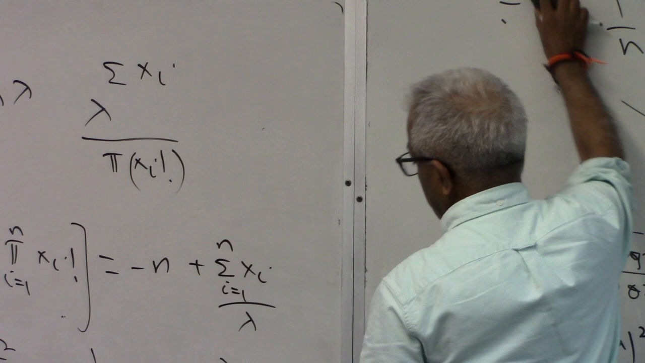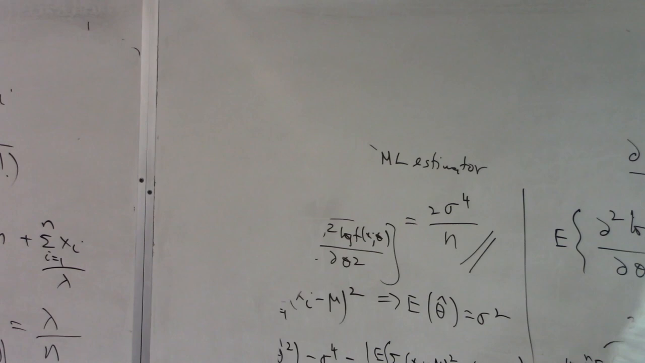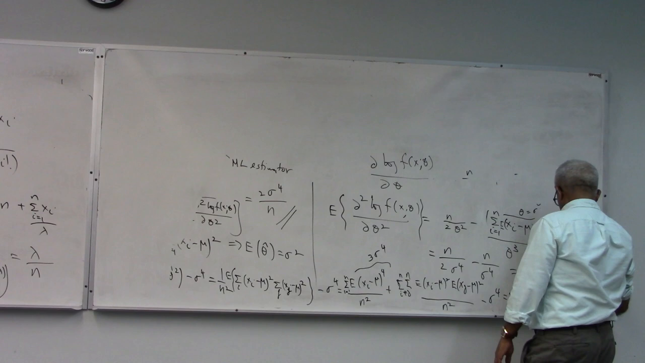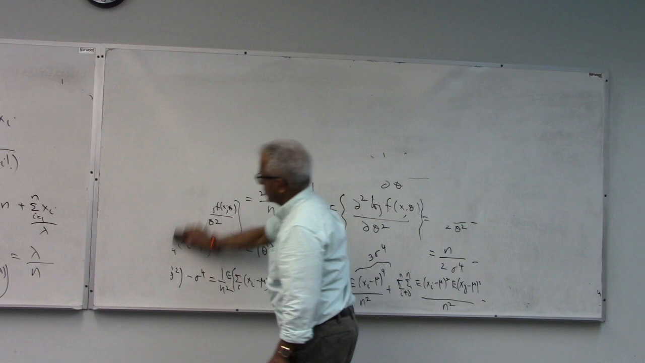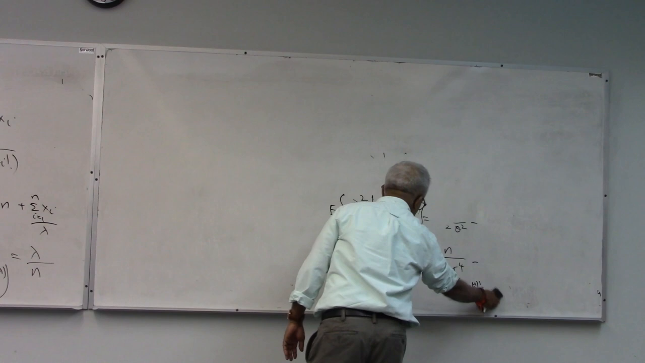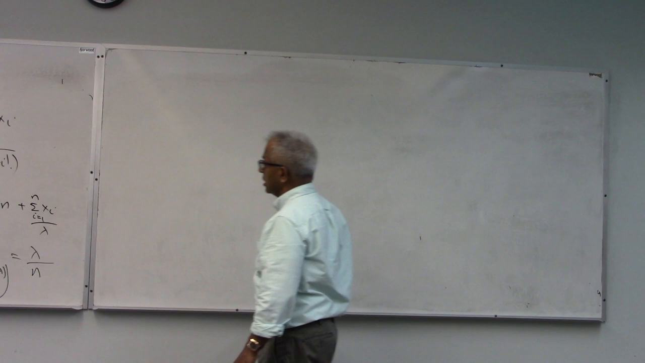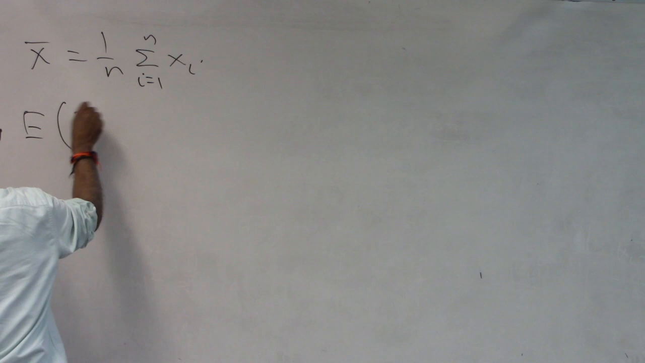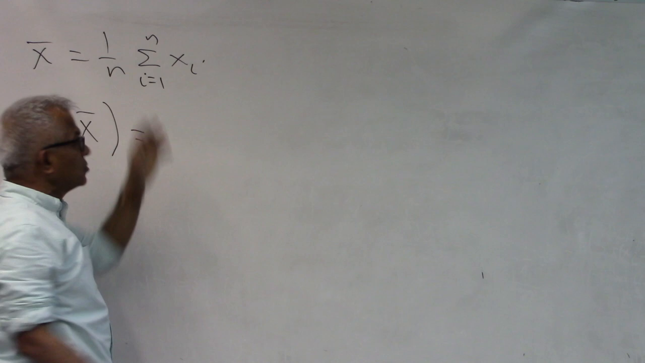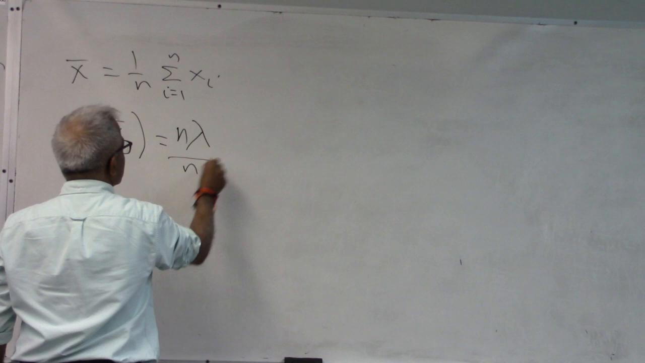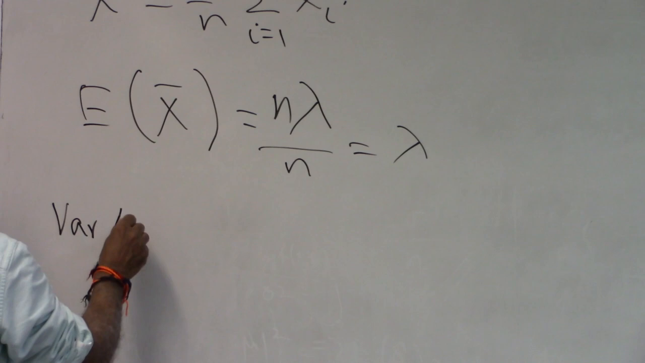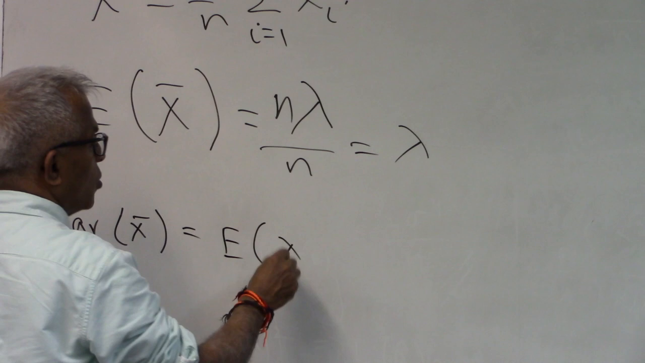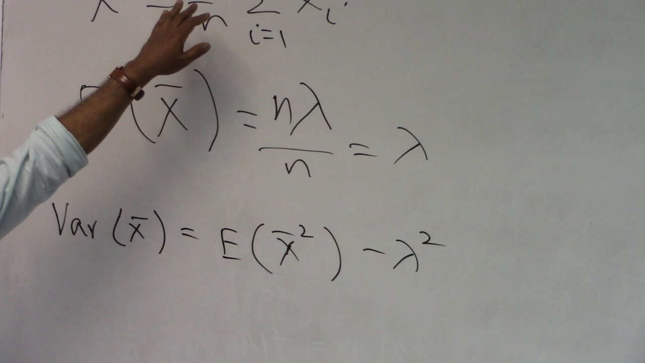That's the Cramer Rao bound. Now, if you have an unbiased estimator, we can check what its variance is. So let's again try the sample mean and see what happens in this case. The sample mean is x bar equals 1 over n sigma xi, i equal to 1 through n. So what's the expected value of x bar? Anybody? The expected value of xi is lambda, so n lambda over n equals lambda. So that's an unbiased estimator. So let's see what its variance is. That's going to be the second moment minus the mean squared, right? So what's the second moment? Anyone?